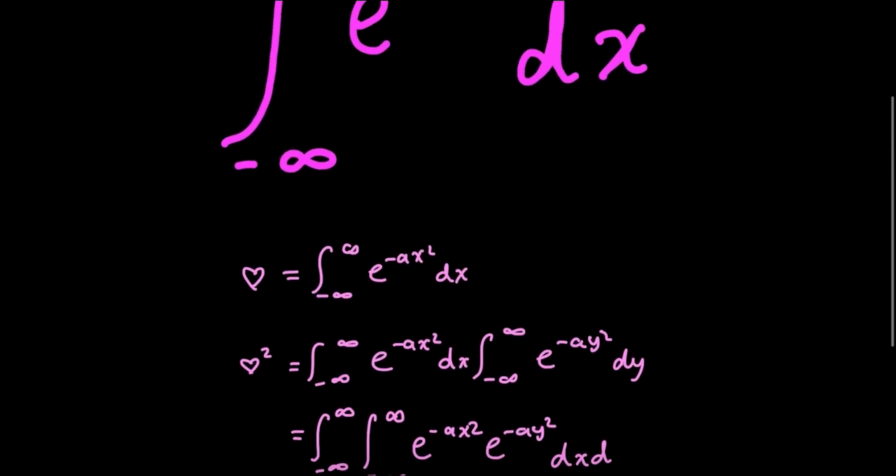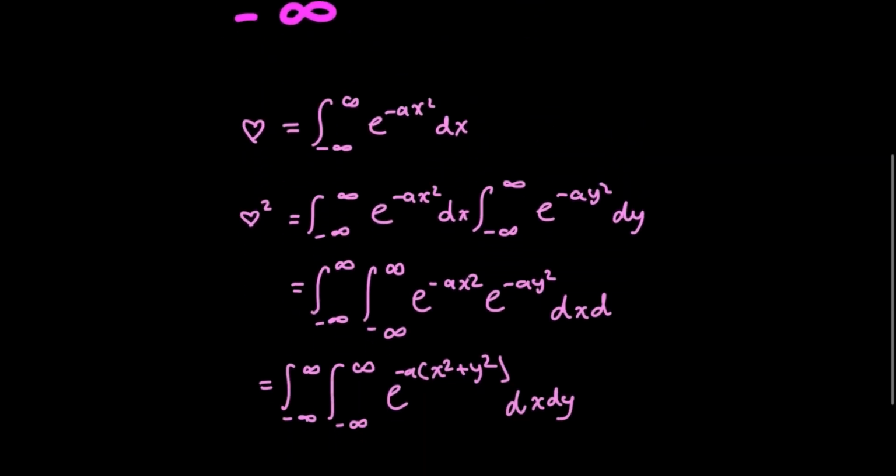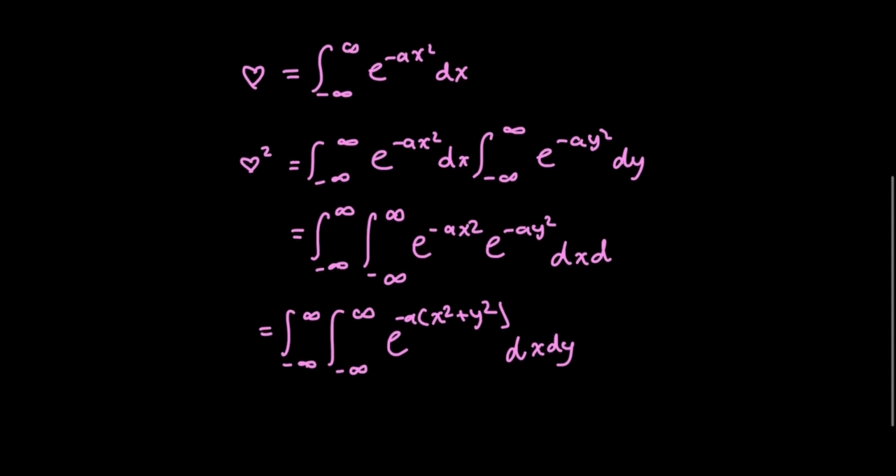Why did I do all of this? So just go back for a second. I started with one integral with one variable, and now I have two integrals with two variables. Why did I do that? What benefit does this serve?